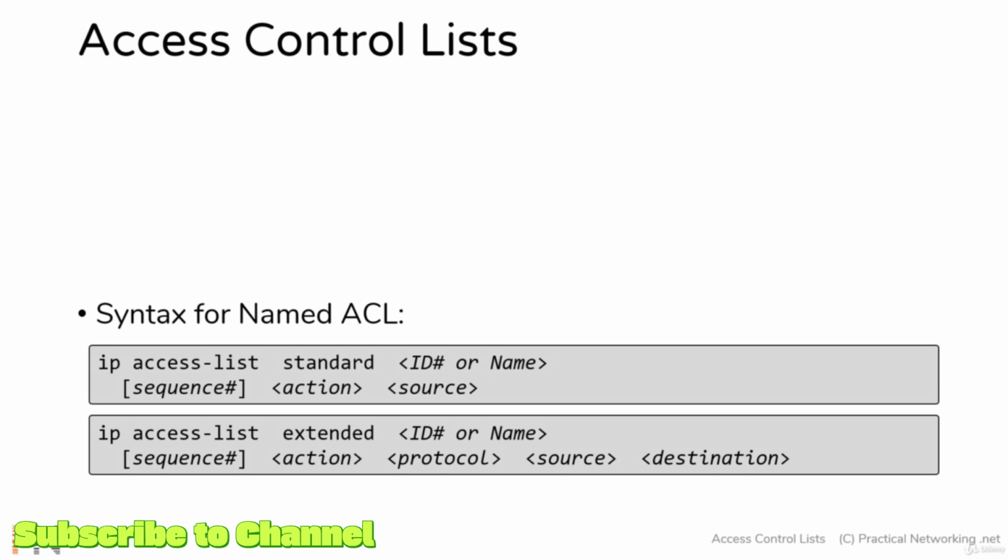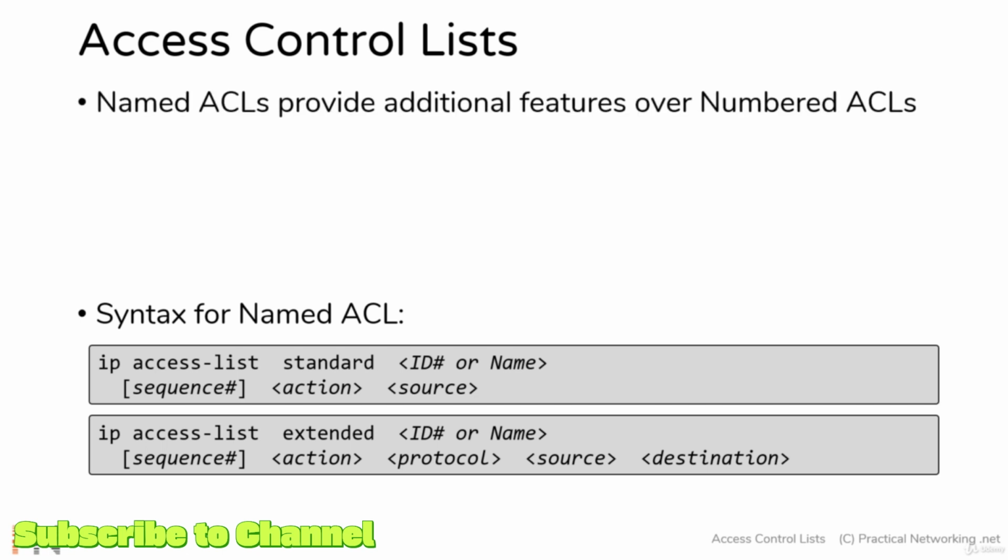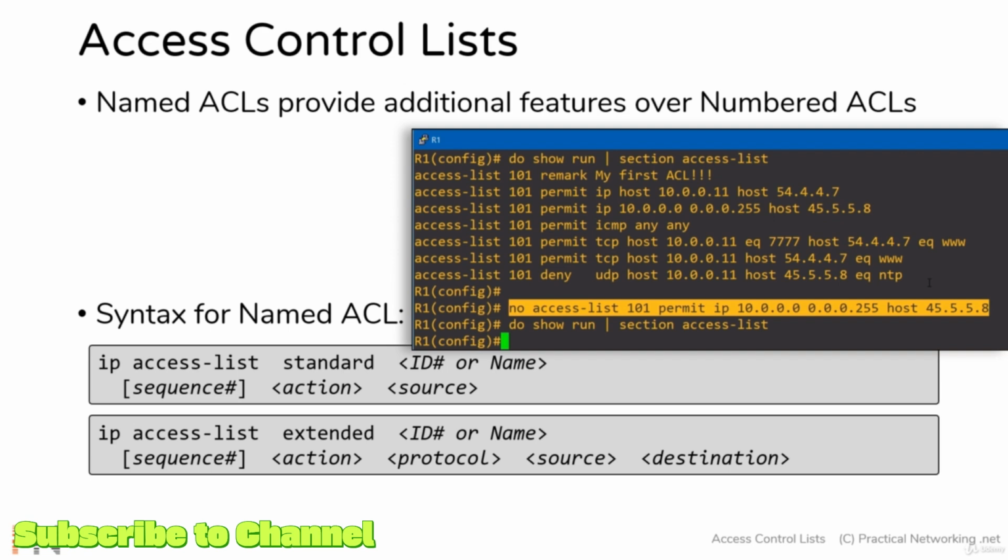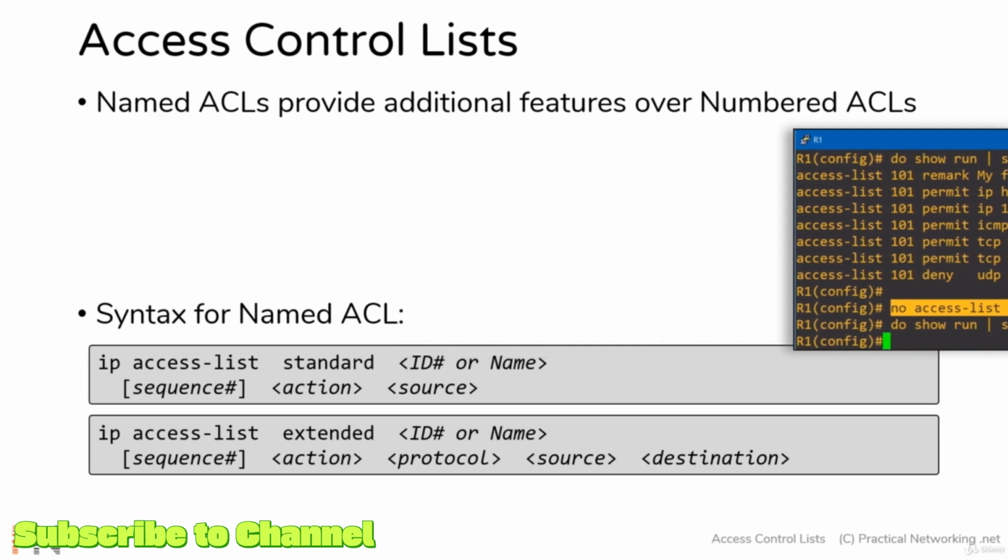At this point, you might be asking yourself, if the fields and syntax of a named ACL are so similar to a numbered access list, what's the point of named ACLs? Great question. Named ACL syntax provide additional features which don't exist in numbered ACLs. In fact, do you remember that issue we had in the last video where we couldn't remove individual ACL lines from the numbered access list without blowing away the entire ACL? Well, that problem goes away if you're using named access list.